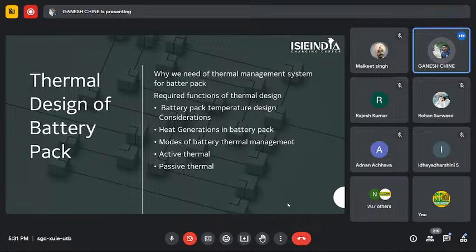Also, temperature affects the efficiency of the pack, because as the temperature increases, the internal resistance also increases. At that time, the ions do not move easily from anode to cathode and cathode to anode, and so we reduce our efficiency also.